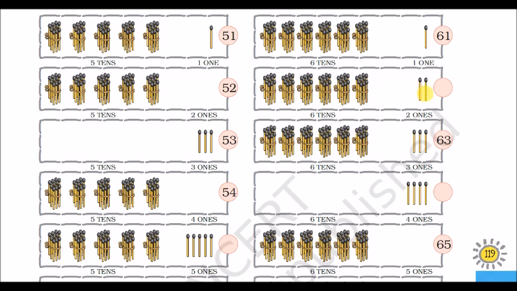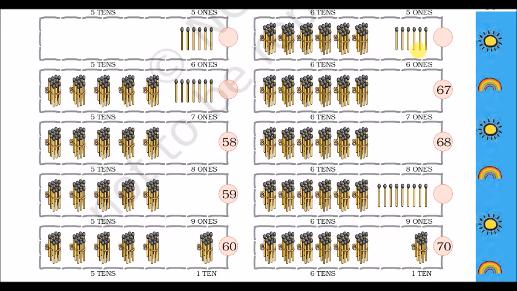60 and 2, 6 and 2, 62. 60 and 3, 61, 62 and 63. 6 and 3. 6 tens, you have to draw 6 tens and 4 ones. 6 and 4, 64. 6 tens and 5 ones. You have to draw 5 lines. 6 and 5, 65.